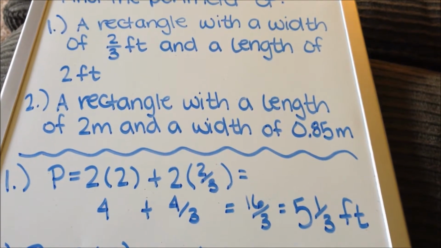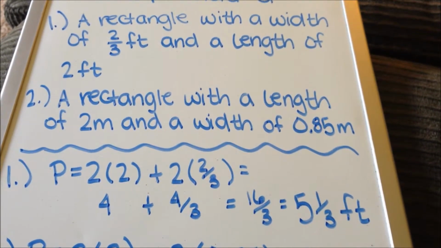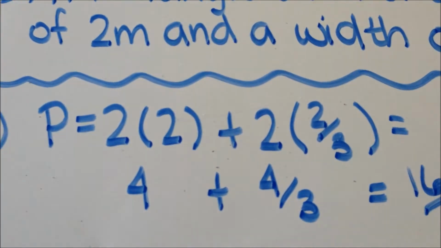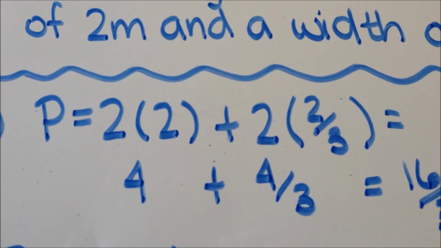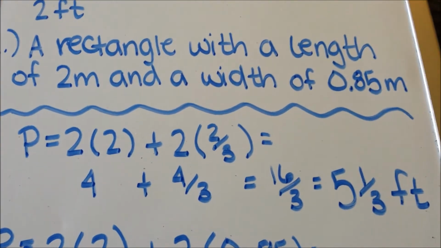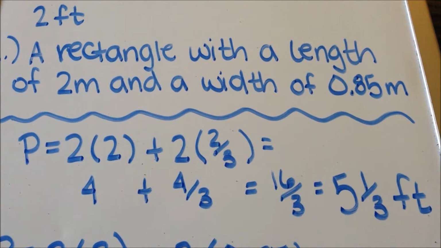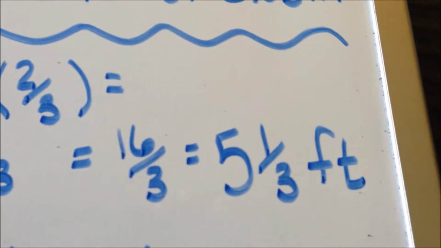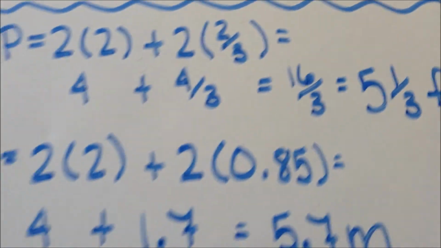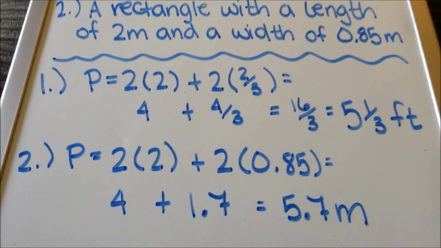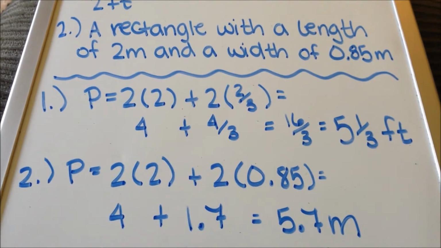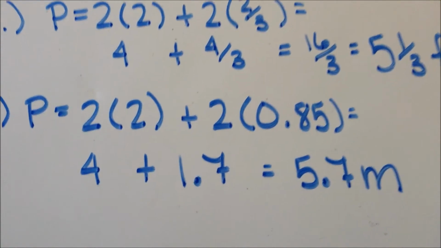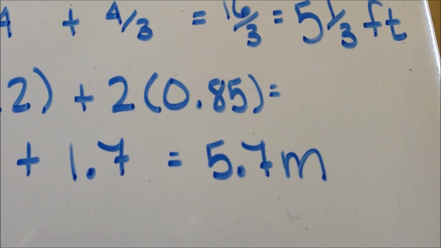2 times 2 gives us 4. 2 times 2/3 gives us 4/3. What I did from this point is turned 4 into 12 over 3 so that we had an LCD. 12 over 3 plus 4 over 3 gives us 16 over 3, which converts to a mixed number of 5 1/3 feet. For number 2, P equals 2 times 2 plus 2 times 0.85.